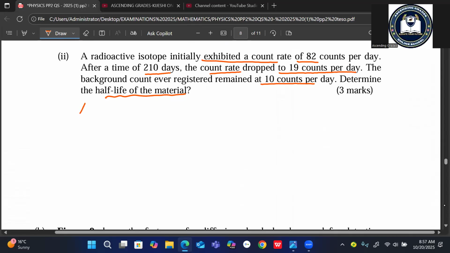Therefore, we need to look at the actual rates. Initially it was 82 minus 10, so that we get 72 counts. Then the final count was 19 minus 10, and you get 9 counts per day. So what remained was 9 counts.